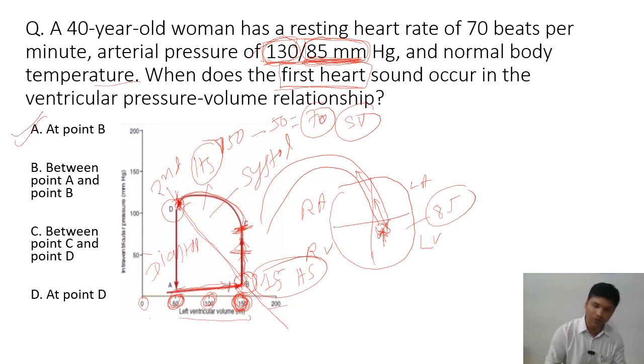So different phases of diastole, ventricular, and here point B is the first heart sound and point D is the second heart sound. That clear? And the other heart sounds, third and fourth, we'll discuss in another class. So let's move to the next question.